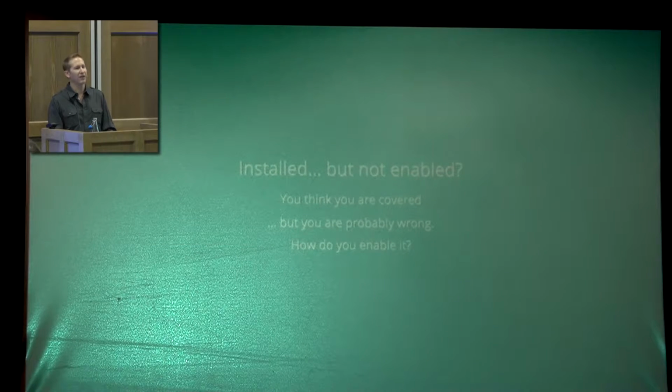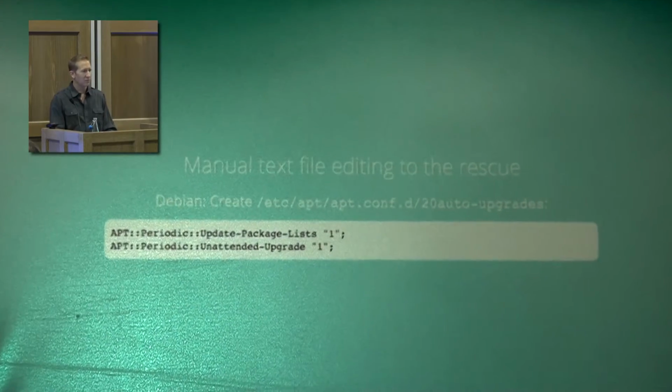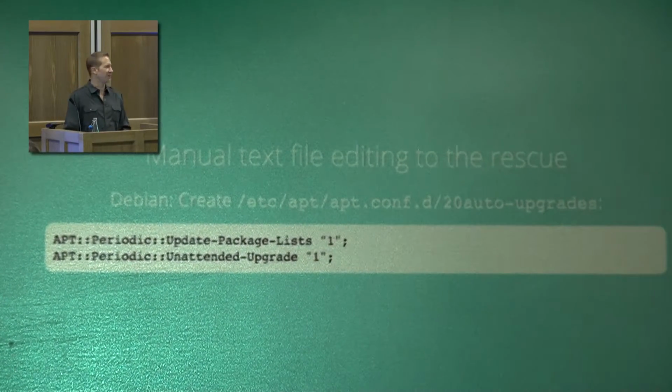But the thing is, you've installed it, but it's not enabled. So you think that you're covered. You've installed it, you're all good to go, but the reality is that nothing really has changed, and you're just as vulnerable as you were before. Well, how do you fix that? Well, by mucking around as root in a text file, the same way you do anything meaningful on a computer, for reasons that are still not entirely clear to me.